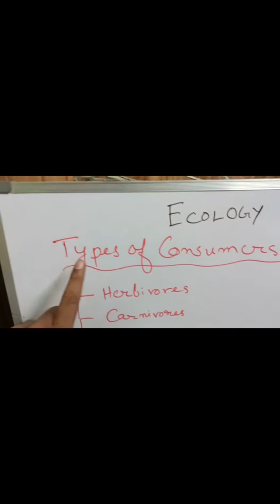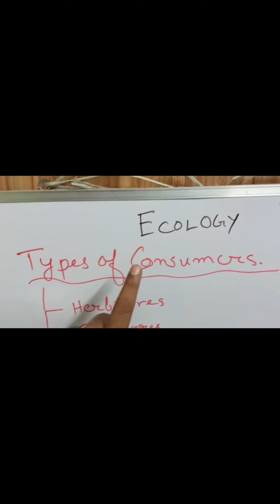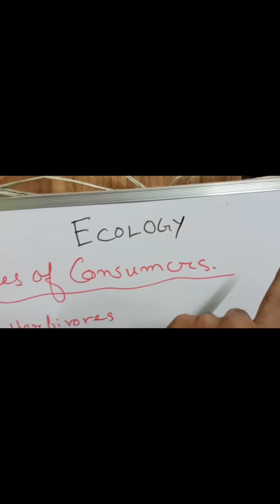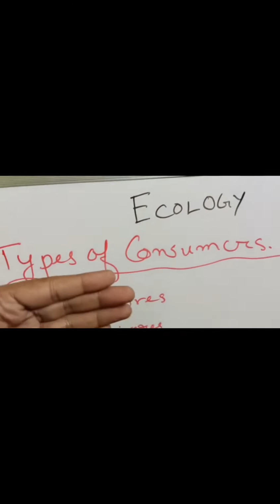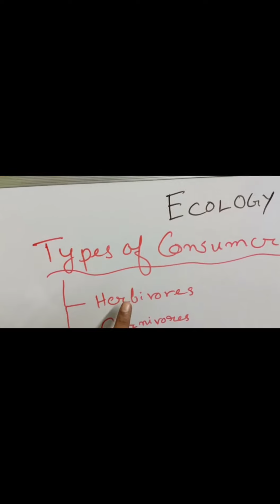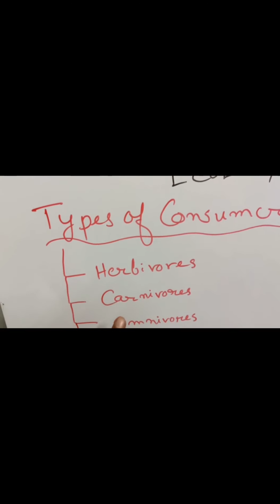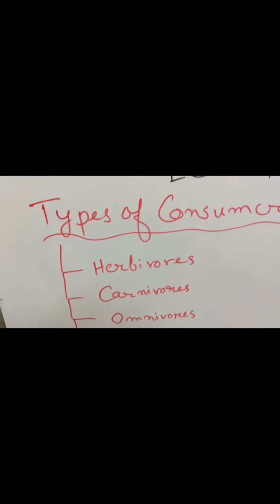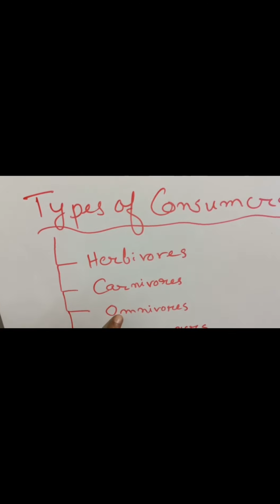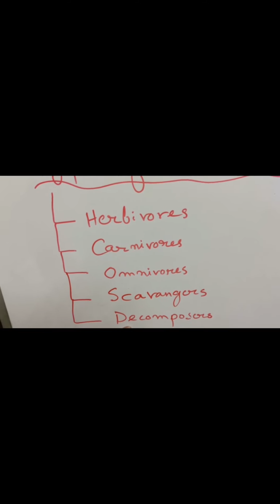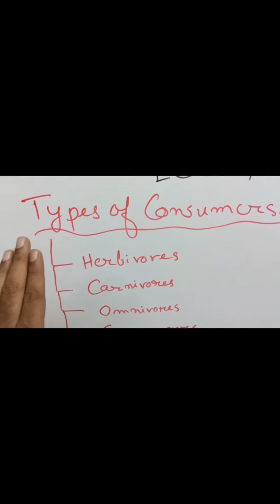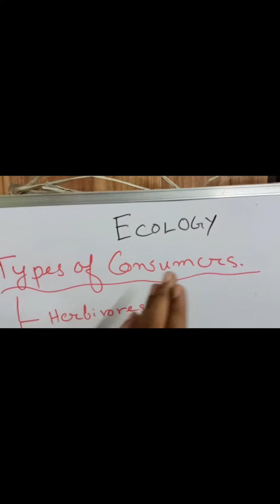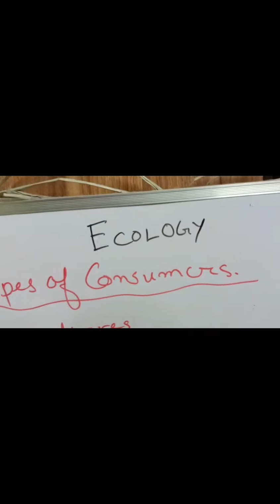Now, we will know about the types of consumers in an ecosystem. What are they? They are herbivores, carnivores, omnivores, scavengers, and decomposers. Okay? So, these are the types of consumers in an ecosystem.